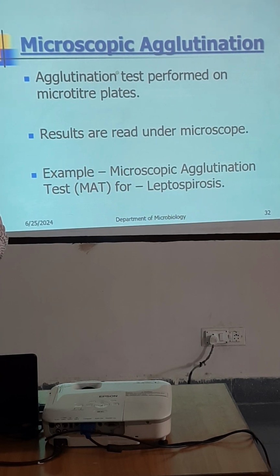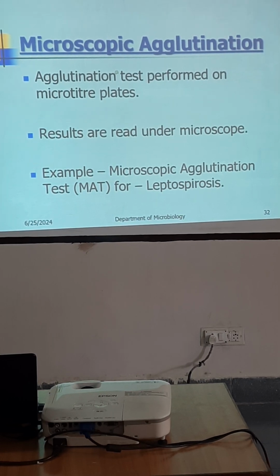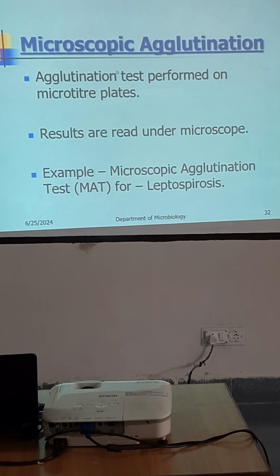Microscopic agglutination tests are performed in microtiter plates. Similar procedures are followed, and the results are read under a microscope. An example is the test done for the detection of leptospirosis infection. That is the MAT test, the microscopic agglutination test.